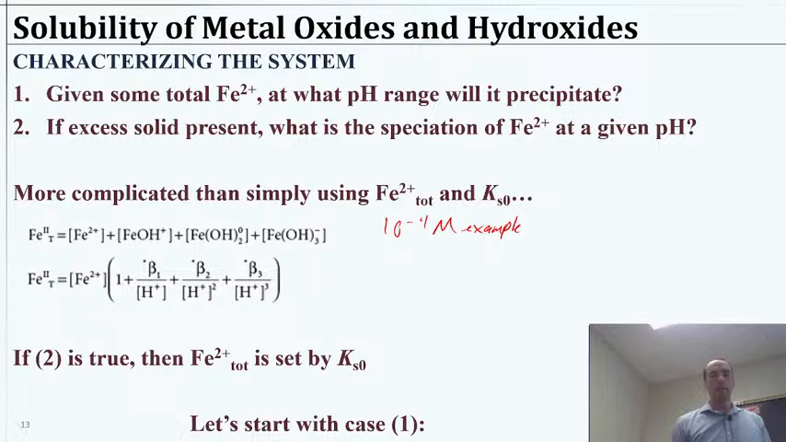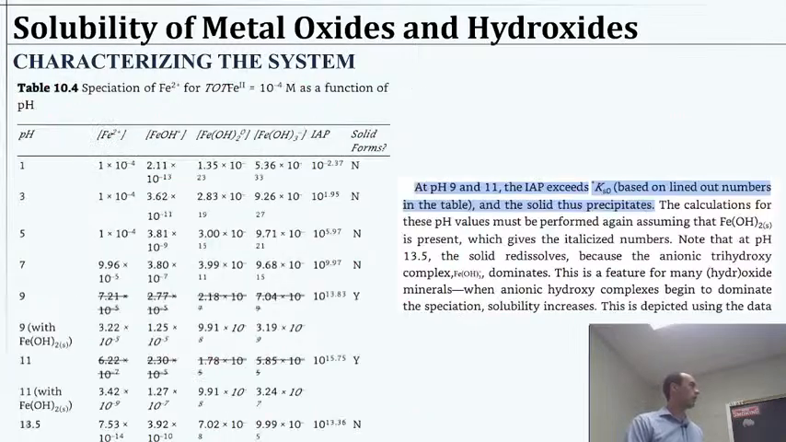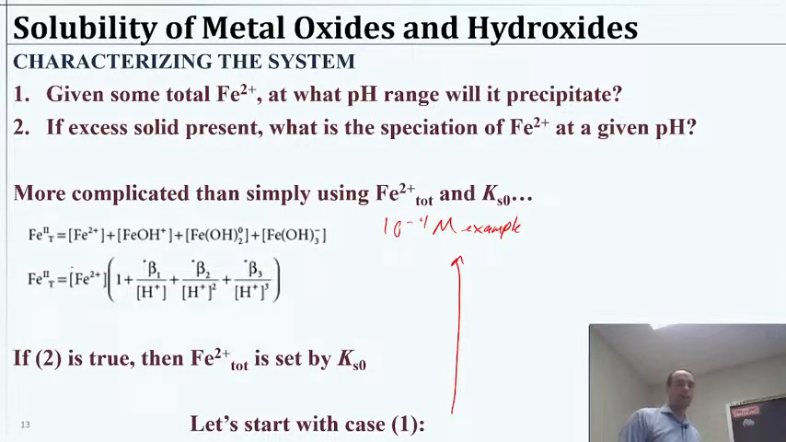Okay, so starting with the first case where we have a set amount, 10 to the minus 4 is what the book uses, and we'll use that. Well, we could go through and calculate the speciation for every pH, right? Because we could set this equation up and solve for each portion given a known Fe total. We could use this equation, plug in a pH, and solve for what is this portion, what is that portion, and so on.